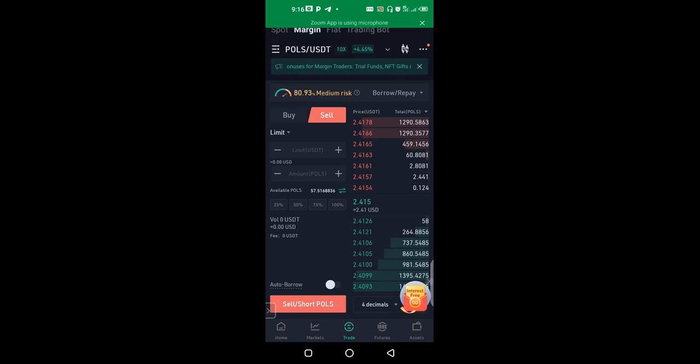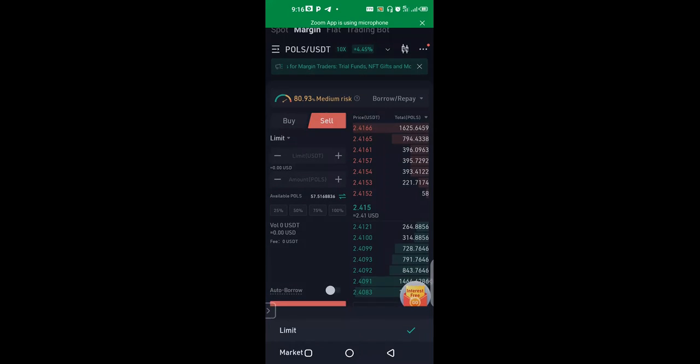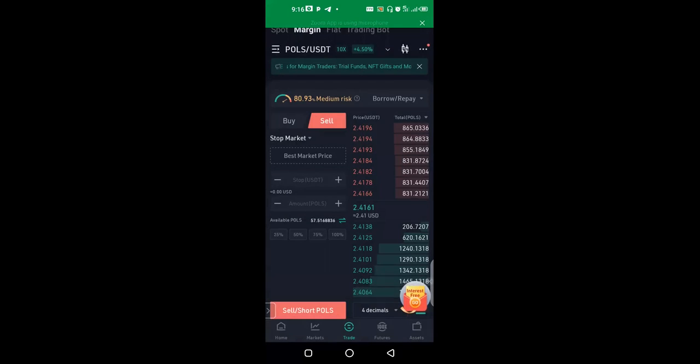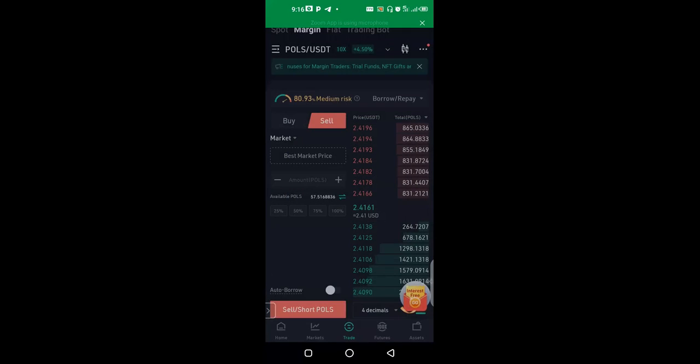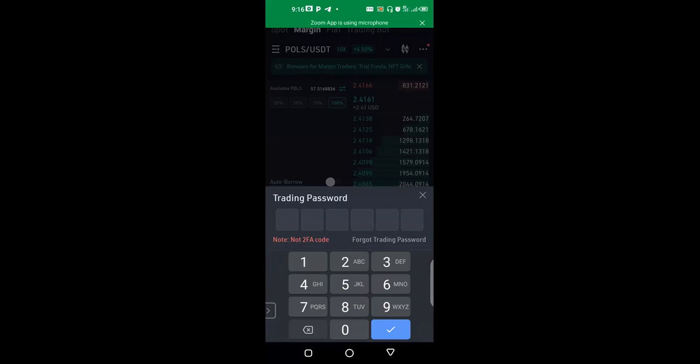Change it to market order. Market order above. Confirm. Then press 100%. Sell. Sell, yes, sell/short POLS. Put your trading password.